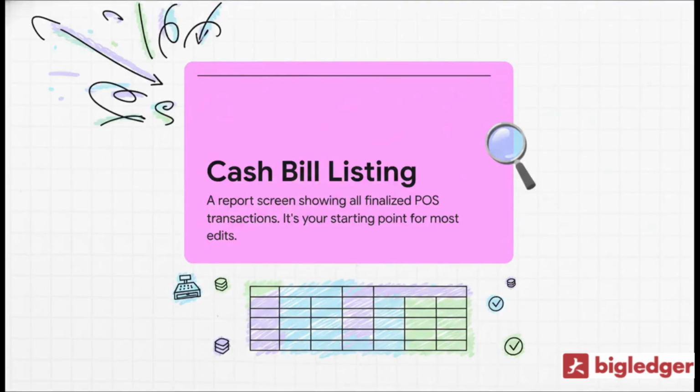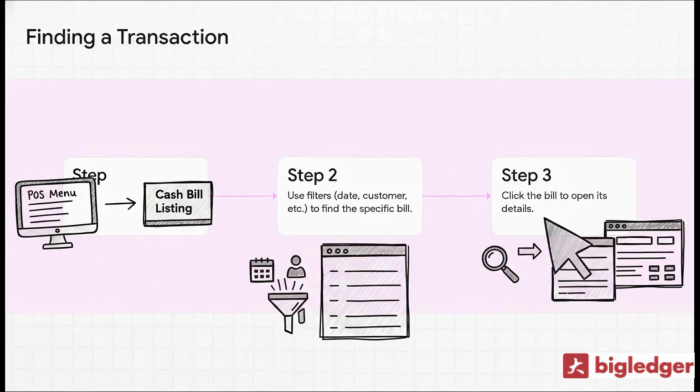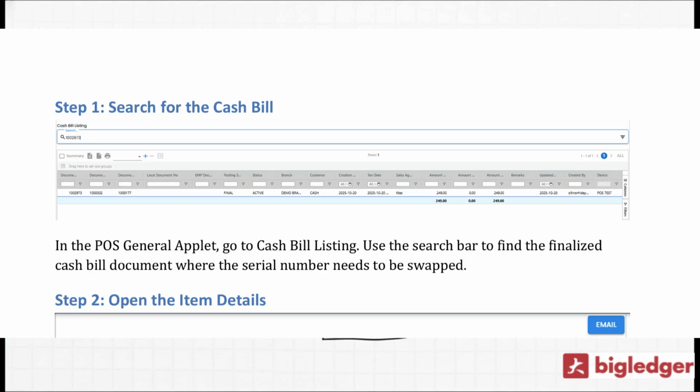And here it is, the cash bill listing. Think of this screen as your mission control for post-sale edits. It's really just 3 simple steps. Navigate, filter to find the bill you need, and then click to open it up.